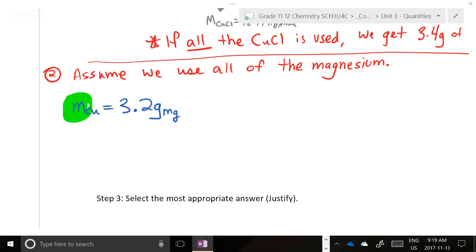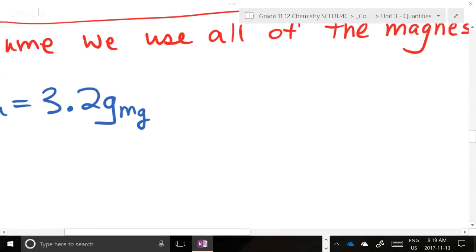Okay. So yes. Can we go through this? All right. What would happen if we used up all of our magnesium? Okay. If I have 3.2 grams of magnesium, what's the first thing I want to do?